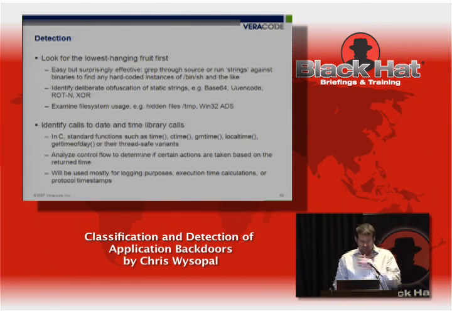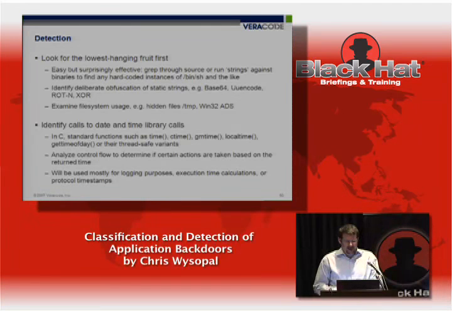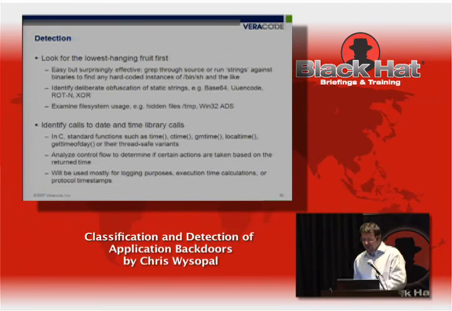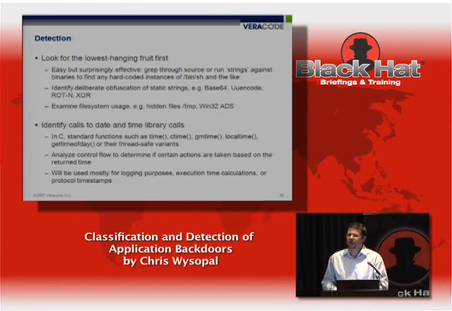So these are things that you can just do with grep. You can grep for things like /bin/sh. These really silly things are so easy to do, you might as well do them. Look for functions that are typically used to obfuscate, encoding and decoding, XOR, ROT13 type functionality, and then look for time functions.